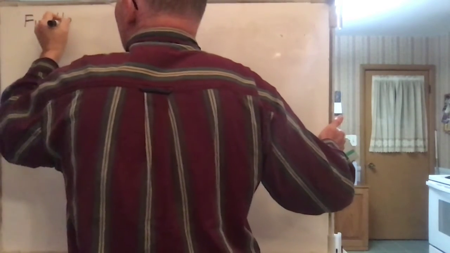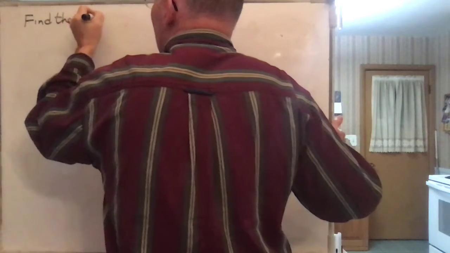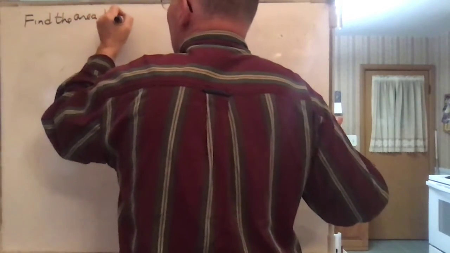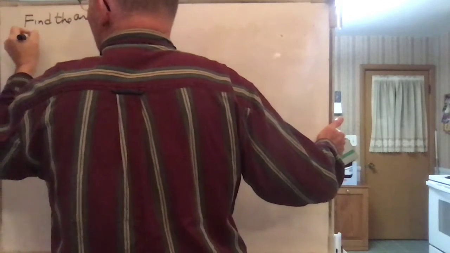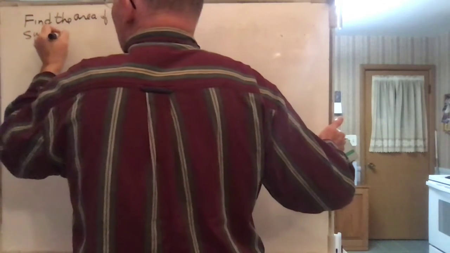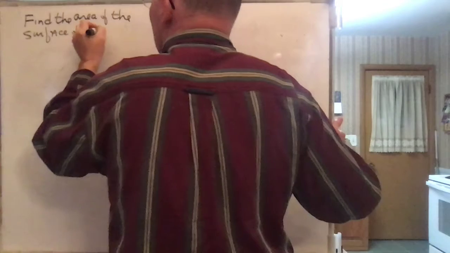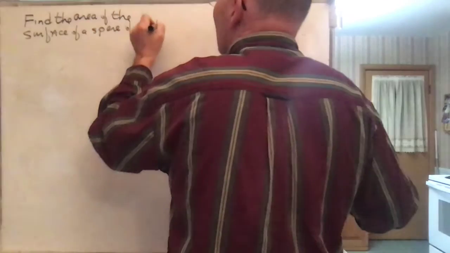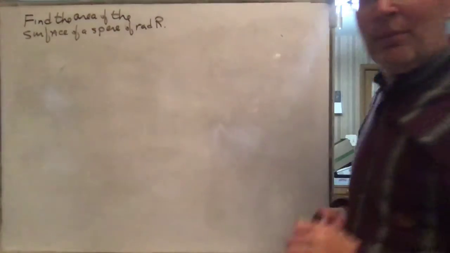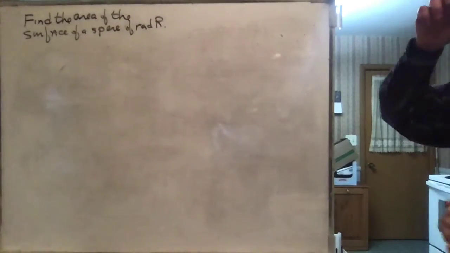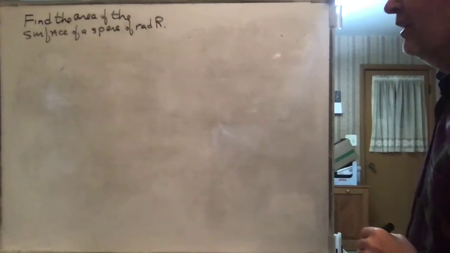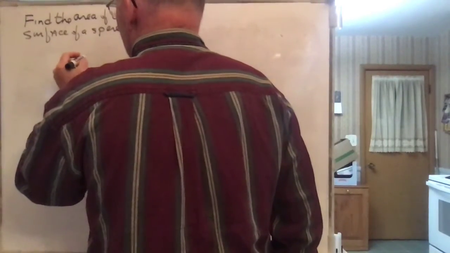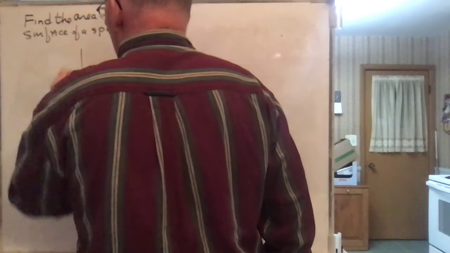Find the area of the surface of a sphere. Let's say of radius r. Okay? So, let's see. Let's first put it in parametric equations. So remember how you do that?